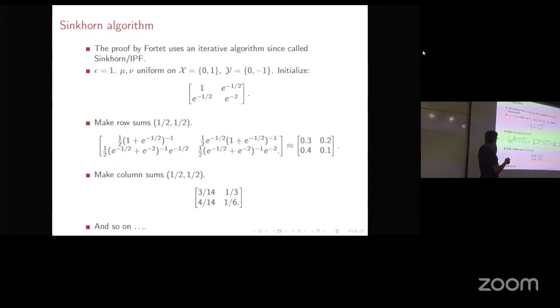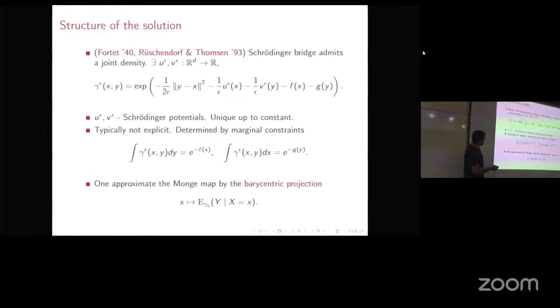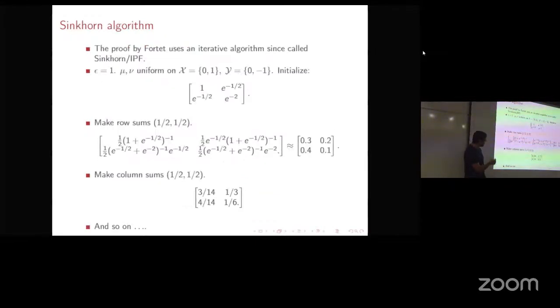By the way, I want to mention this wonderful proof by Fortet in the 1940s. It is not clear that this is a solution of the Schrödinger bridge problem, right? How does he actually prove this? He proves this by running the Sinkhorn algorithm, an iterative procedure, and saying that the solution must be of this type. It's a beautiful proof.